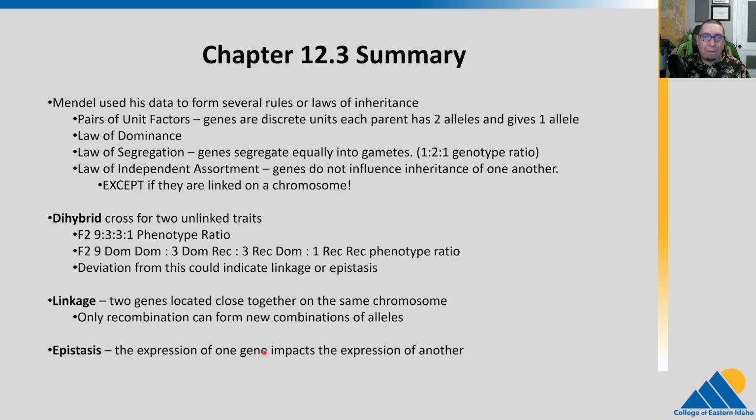So that is it for chapter 12.3. We're going to continue on, and now we're going to start to incorporate our molecular understanding of genetics into Mendel's understanding, what we call classical genetics.